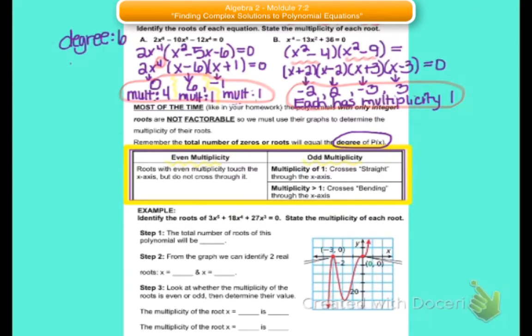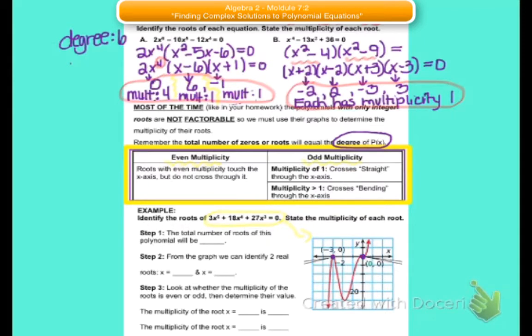So here is a graph of 3x to the 5th plus 18x to the 4th plus 27x cubed equals 0, which actually was one of the polynomial functions we looked at on the first page of the notes. And so this is actually what the graph looks like. And you'll see from the graph that this graph intersects the x-axis 2 times. One here at negative 3, 0, and the other one at 0, 0.